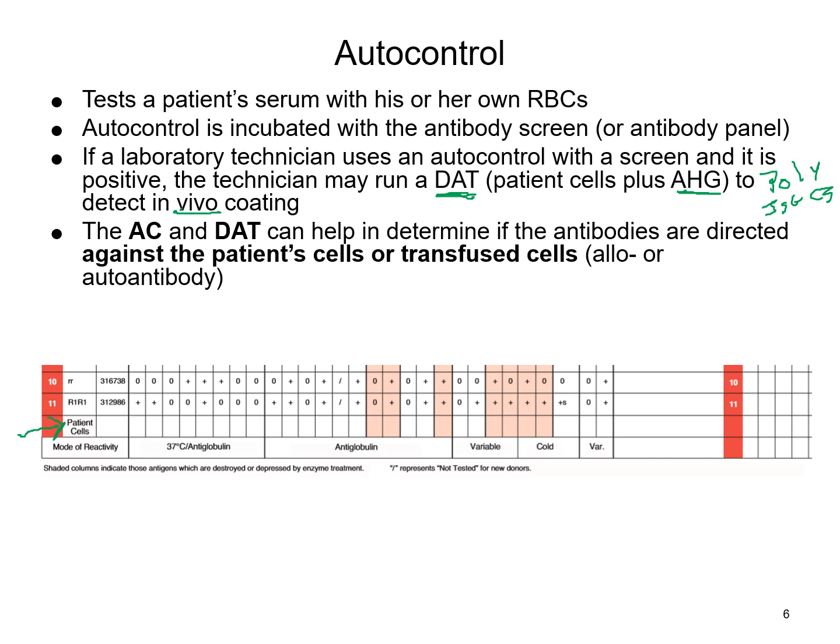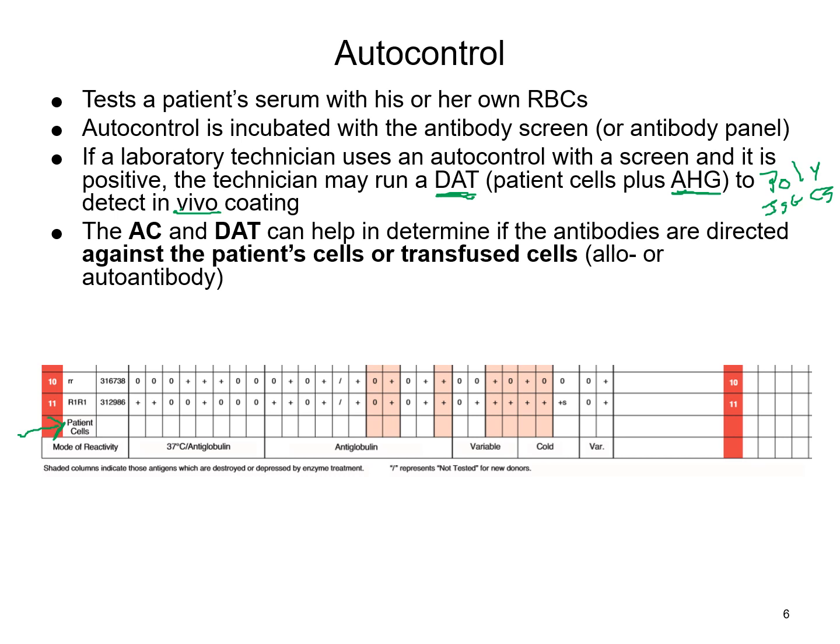But just keep in mind that when you're doing the panel testing, most places are just using anti-IgG. They're not using polyreagents. So really just testing against the IgG is the only necessary part. The autocontrol and DAT will help determine if the antibodies are directed against the patient's cells or transfused cells.